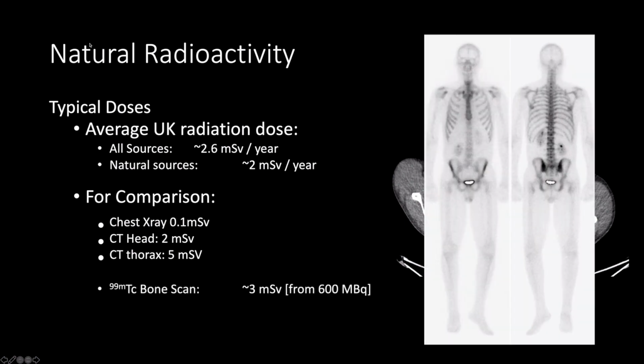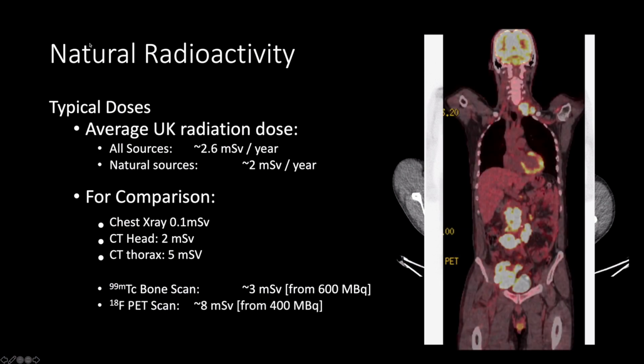A whole body bone scan using 600 megabecquerels of technetium will give a dose of about 3 millisieverts to a patient. And for a PET scan, you're looking at as high as 8 millisieverts. Nuclear medicine tests tend to be some of the highest radiation dose tests that you can do in a hospital. It is for that reason that it is very heavily regulated by usually a body such as the RSAC committee. And so only certain individuals or their delegates may be allowed to actually authorize these sorts of scans.